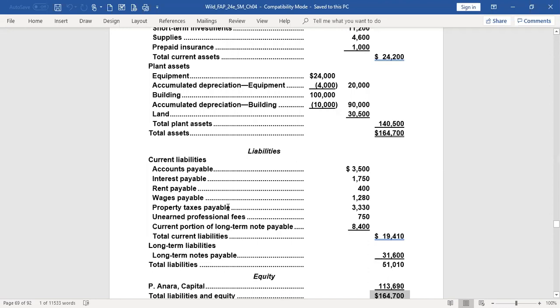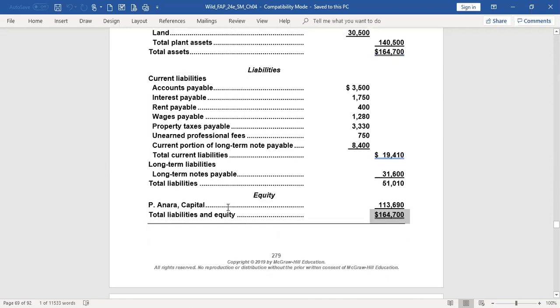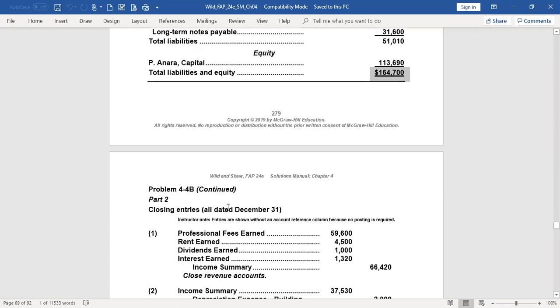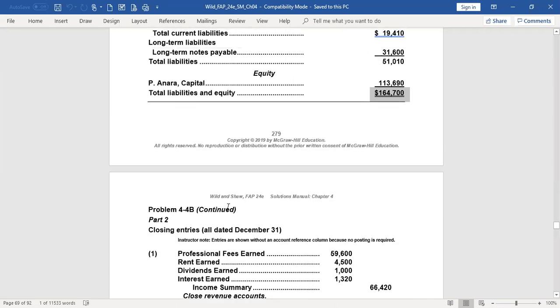The next requirement is we need to close the year. So we need to reset those revenue, expense, income summary, and withdrawal accounts to zero. So we're going to take them one at a time. Now, what I suggest you do is create an account, even if it's a T account, for everything on this trial balance. So make a T account.